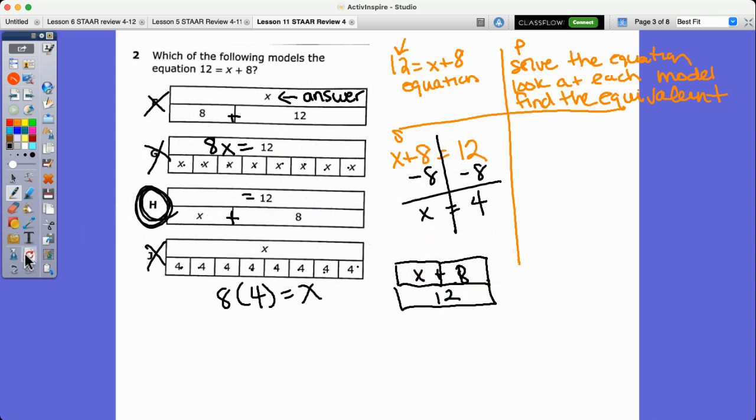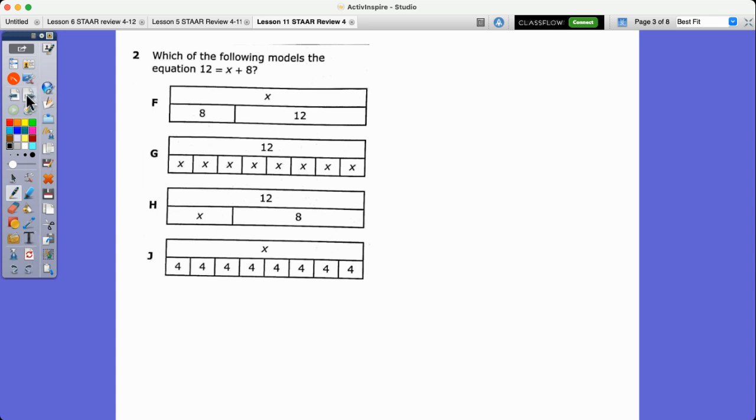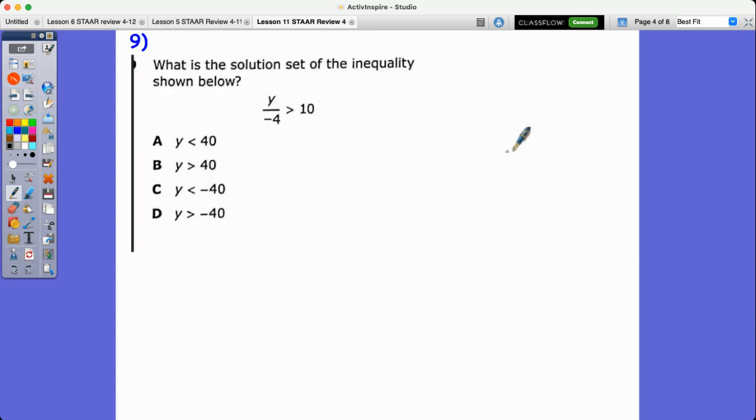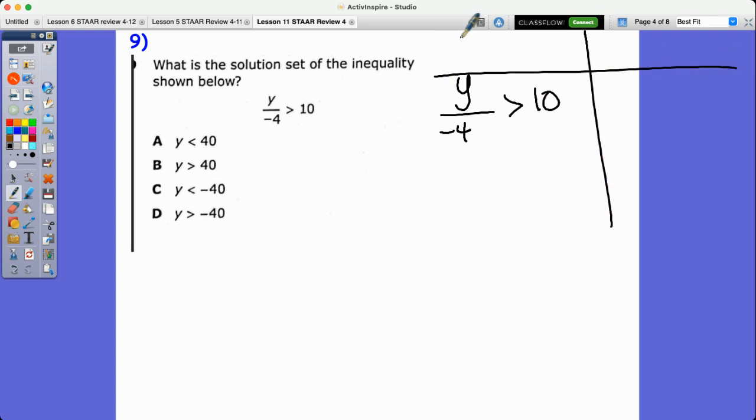So when we're looking at models, we're looking for how we can break this down into its pieces. Okay, what is the solution set of the inequality below? I have y divided by -4 is greater than 10. So first thing I need to do is understand it's an inequality.